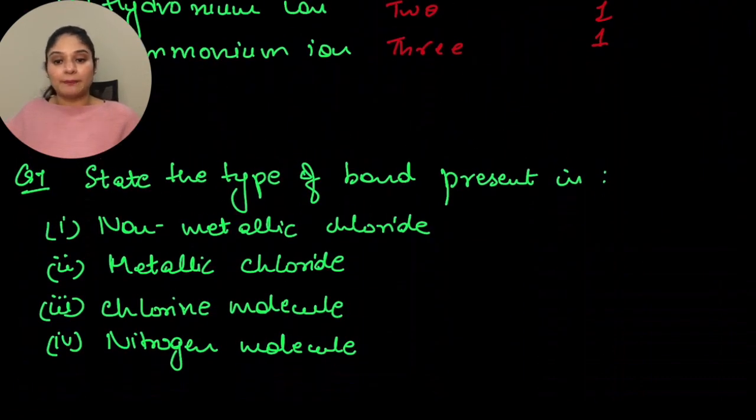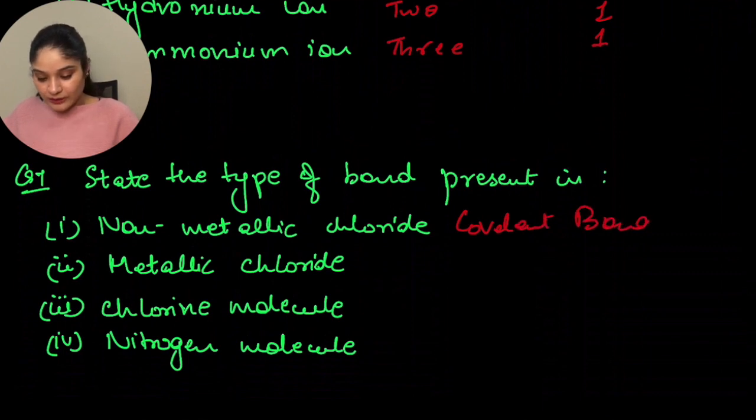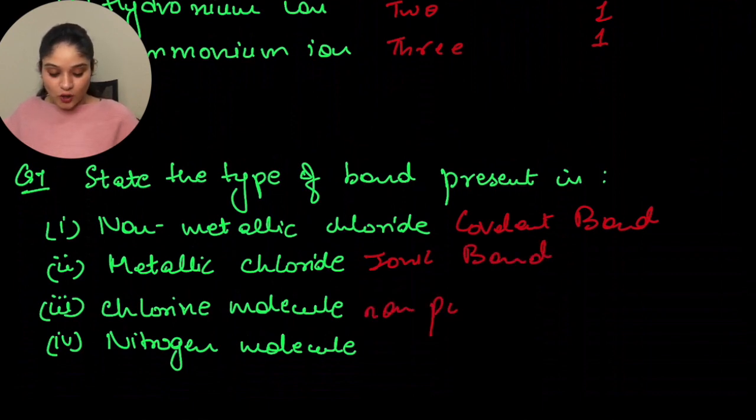State the type of bond present in non-metallic chloride, metallic chloride, chlorine molecule and nitrogen molecule. Nitrogen molecule and chlorine molecule, both of them will have covalent bonds, but we'll have to write the entire thing. So let's start with non-metallic chloride. Non-metallic chloride will have a covalent bond. Metallic chloride will have an ionic bond. Chlorine molecule will have a non-polar covalent bond, and nitrogen will also have a non-polar covalent bond.